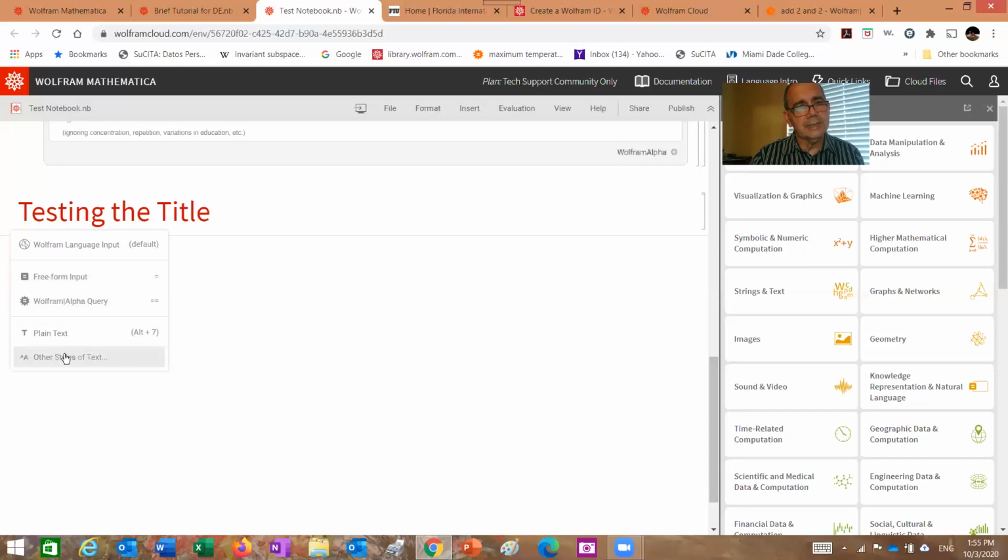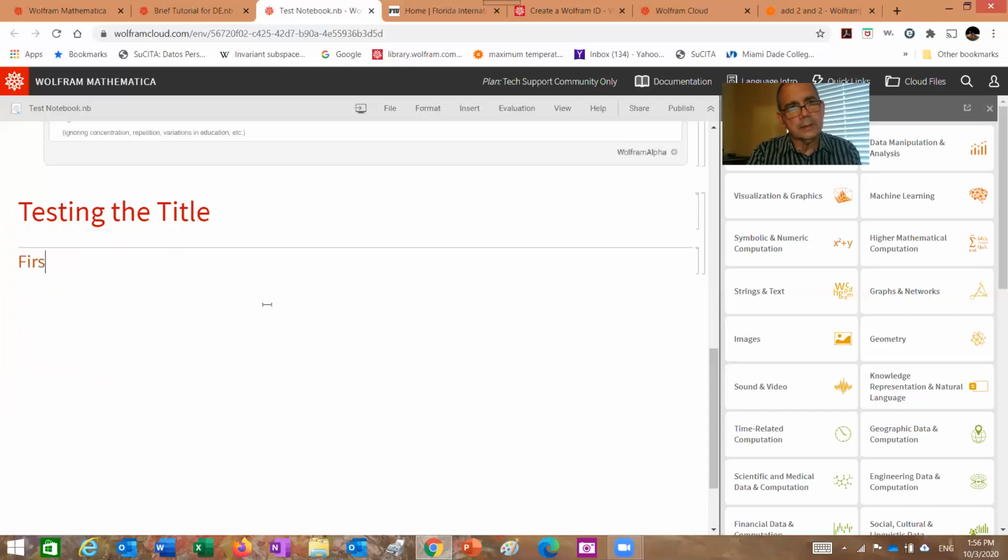If you want to enter, let's say now, a section, you go to section. You click on section, and then you can say, well, this is a first section. Notice that the color and the size of the letters is a little different from the title.